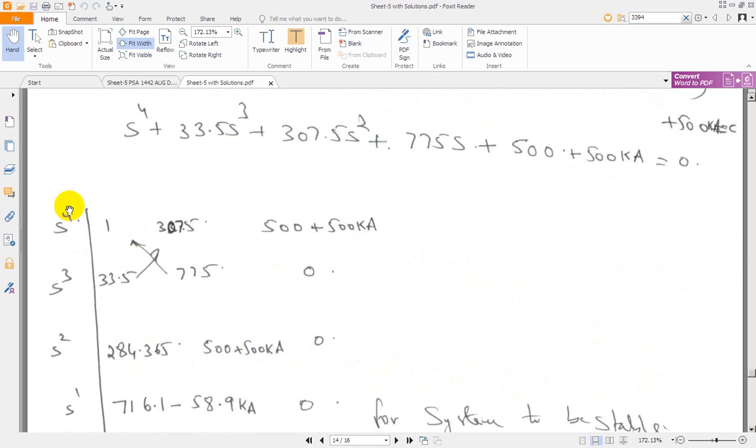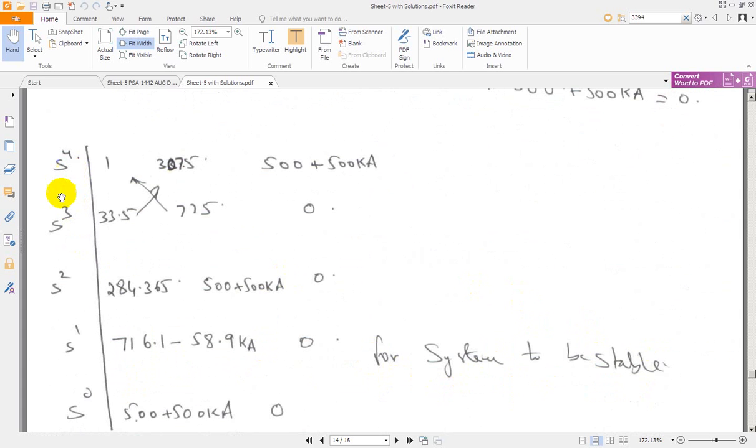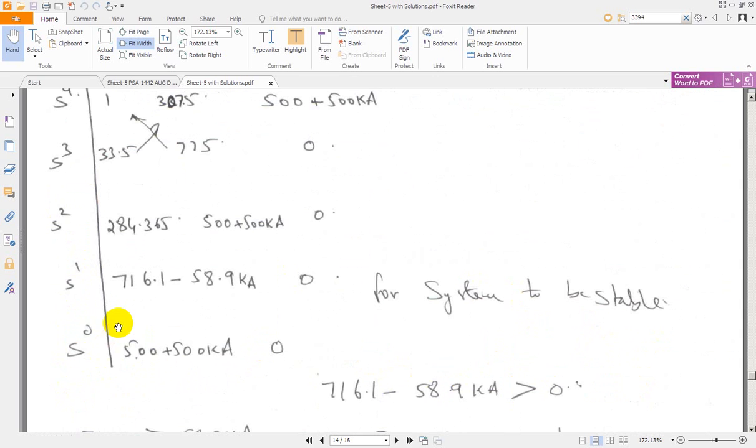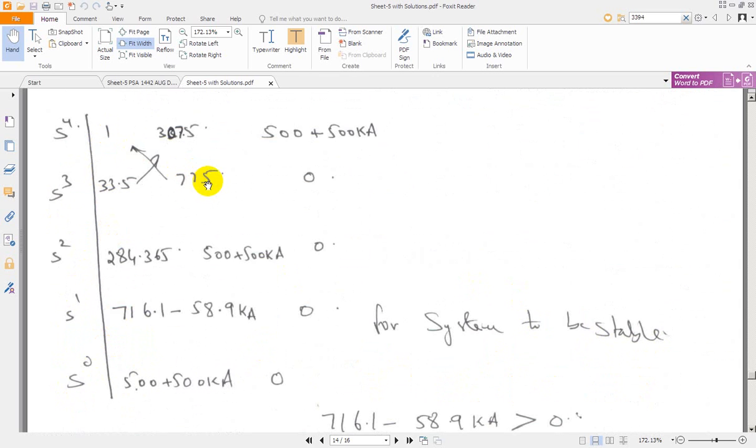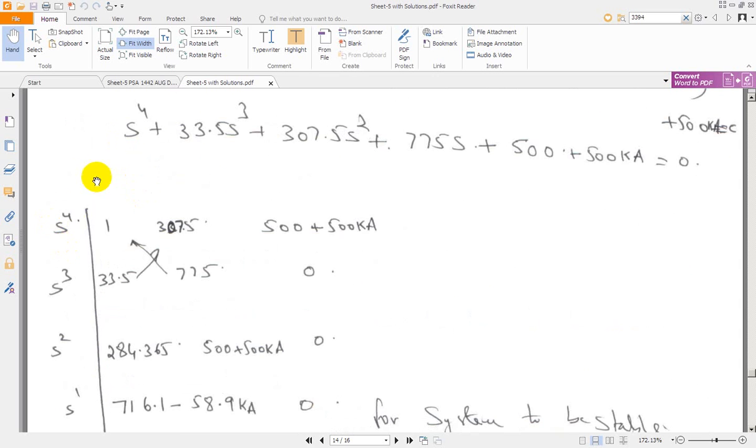And let us put this in the form of Routh's table. When we substitute this in the Routh's table, s power 4, s cube, s square, s power 1, s power 0, we will get 1 and 7. The coefficient of s power 4 is 1, alternate 1, the coefficient of s square is 307.5, then the coefficient of the alternate one is 500 plus 500 KA. Coming to s cube, 33.5, then 775, then after that we don't have anything below this, so we will write it as 0.